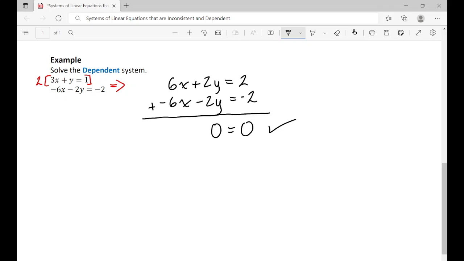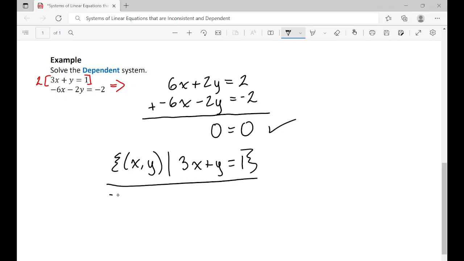Writing it is a little bit weird, but you use set builder notation, and we say that the ordered pair (x, y) is our answer such that, and you could pick either equation. I would just do the top equation. So we can say that 3x plus y equals 1, and then close bracket. And this would represent the answer for infinitely many solutions for a dependent system.